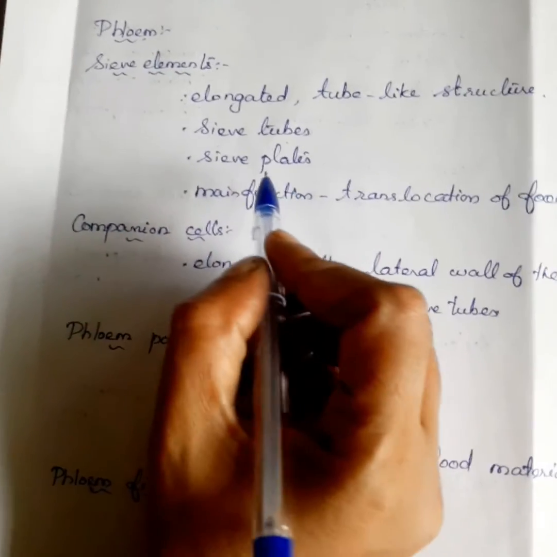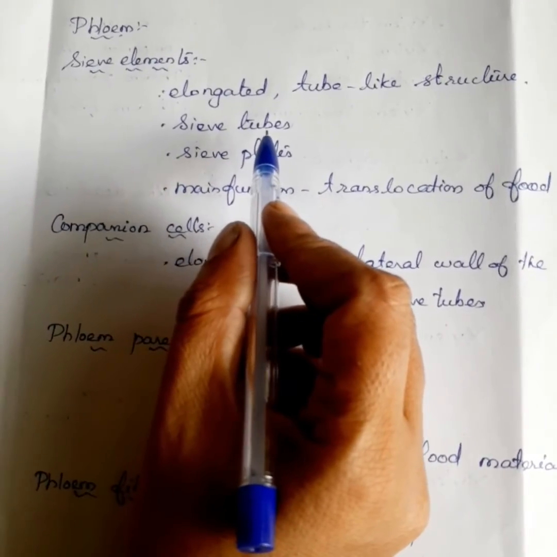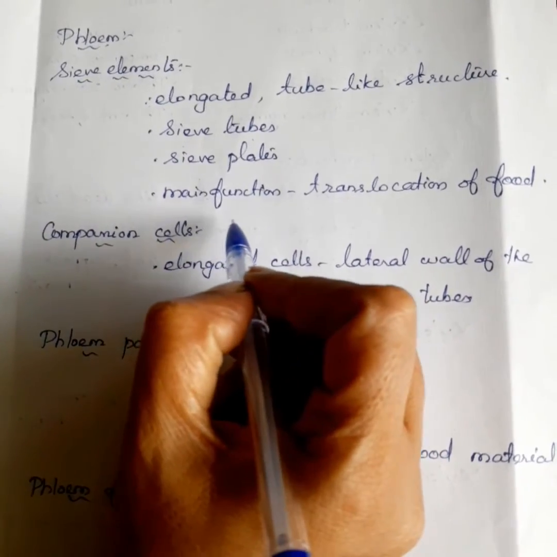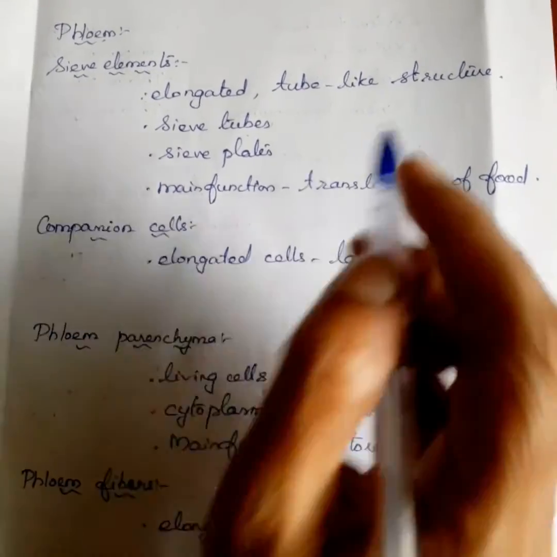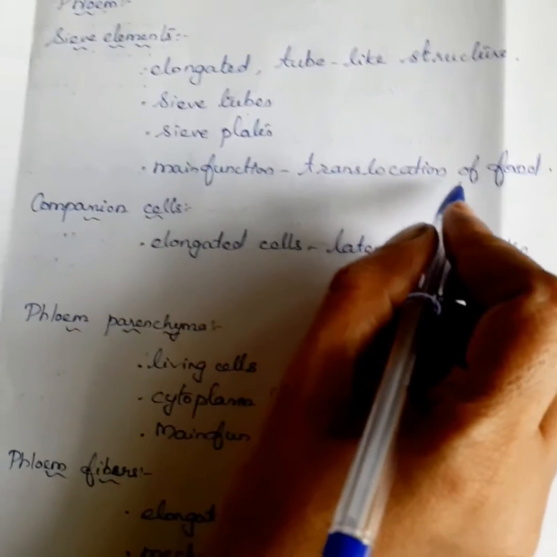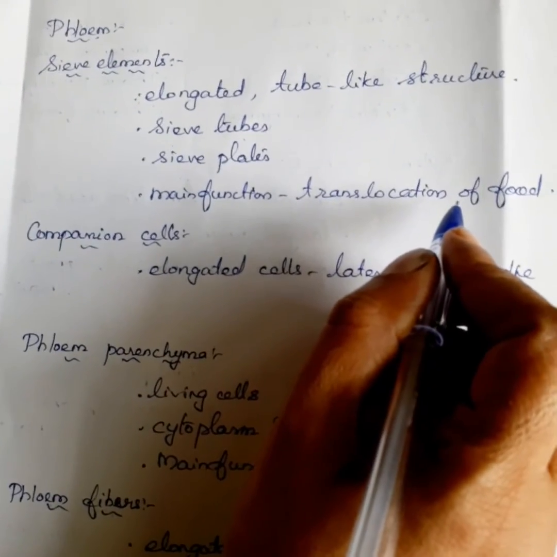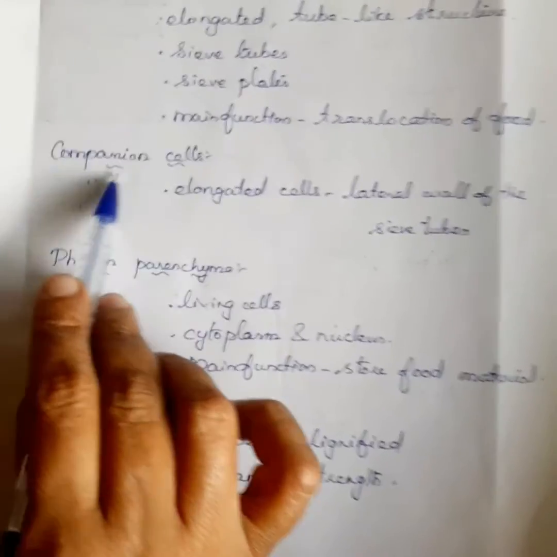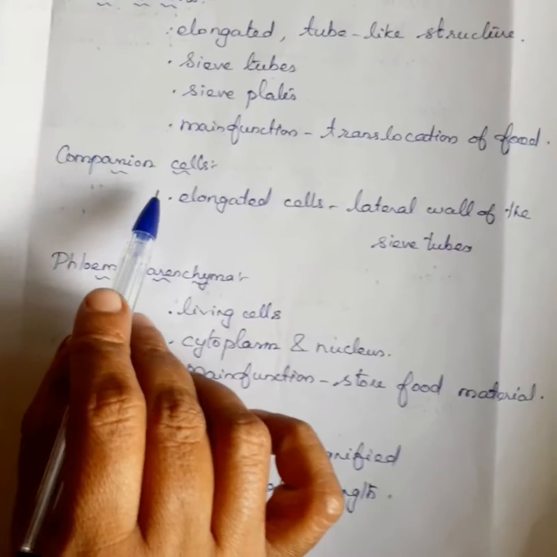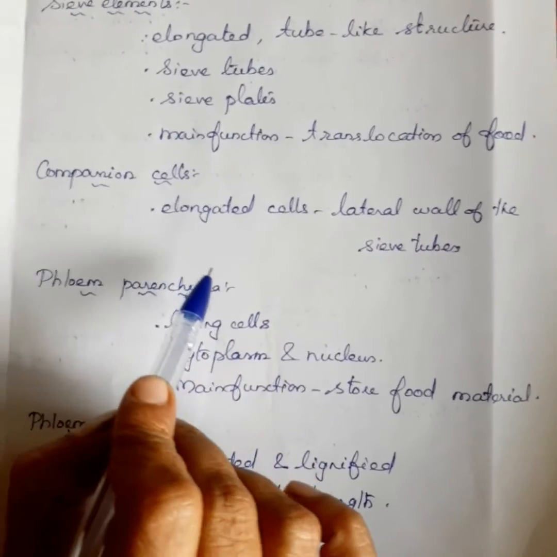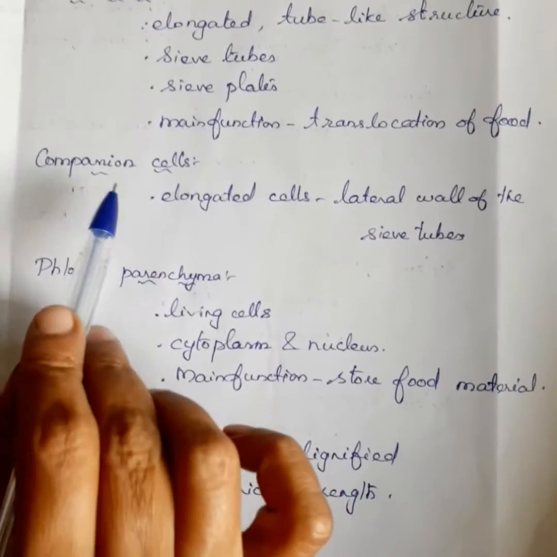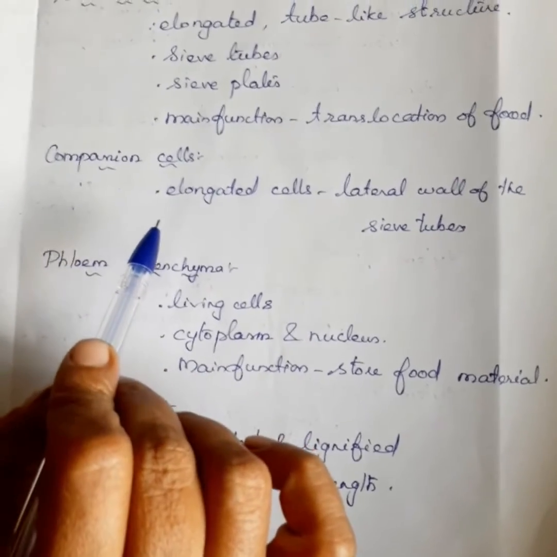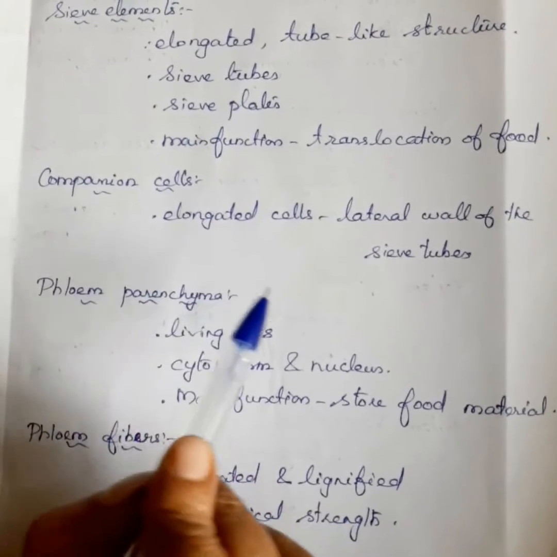The main function of the sieve tube is to transport sugar and nutrients. And what is the main function? The translocation of food from leaves to the storage organs of the plants. Next one is companion cells. These are elongated cells attached to the lateral walls, and they are living cells. The companion cells have cytoplasm, and these cells help to transport food.